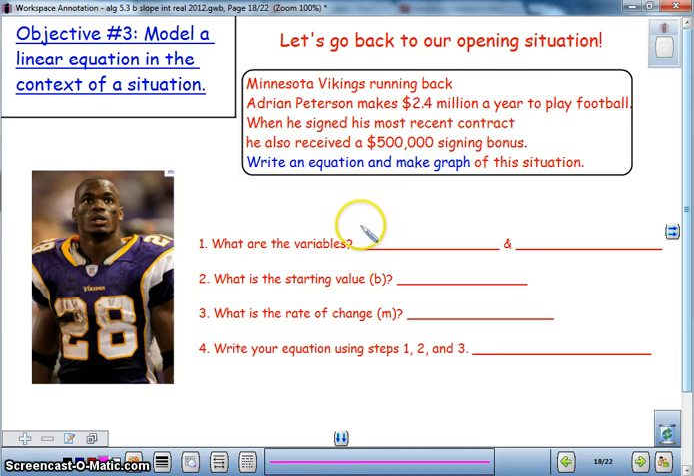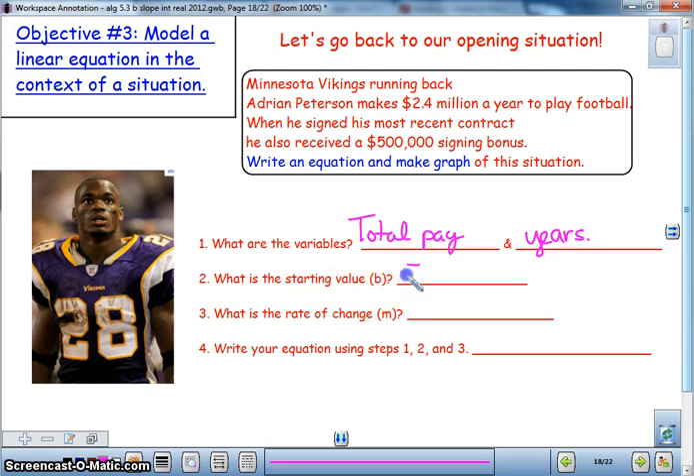So first thing, what are we talking about? We're talking about his total pay, how much money he gets. We are also looking at over time. So if we're thinking about his total pay and we're talking about his years of service, per year, our starting value, well, what did he start out at?